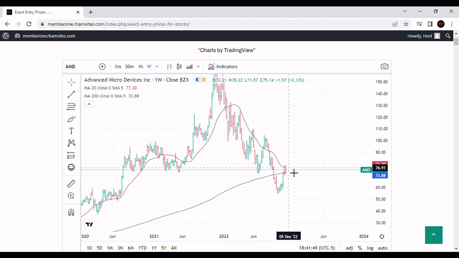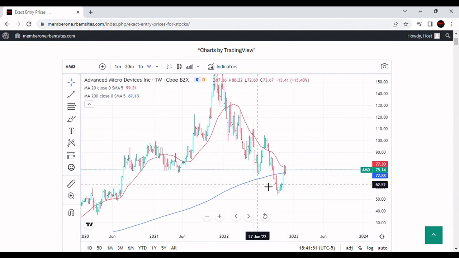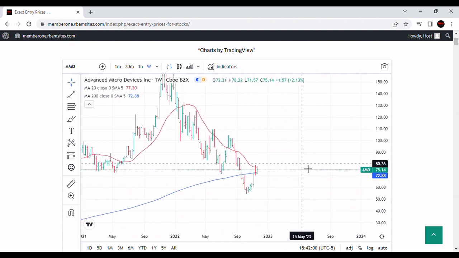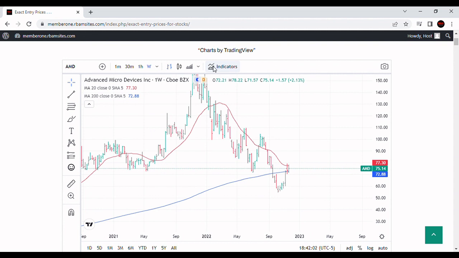Running flat into the 20-week moving average in red. This is the 200-week moving average in blue, and it's come down below that, into bear market territory for a little bit, now trying to get back into bull market territory on a weekly chart, and is struggling to do it.